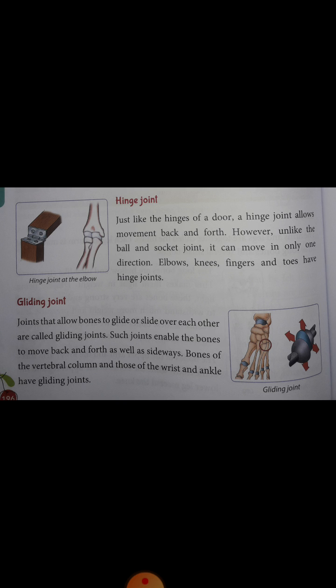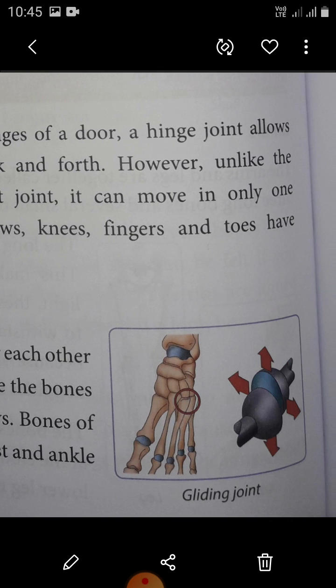A gliding joint, also known as a plane joint or planar joint, is a common type of synovial joint formed between bones that meet at flat or nearly flat articular surfaces. Gliding joints allow the bones to glide past one another in any direction along the plane of the joint, up and down, left and right. See here, students, this is a picture of a gliding joint.